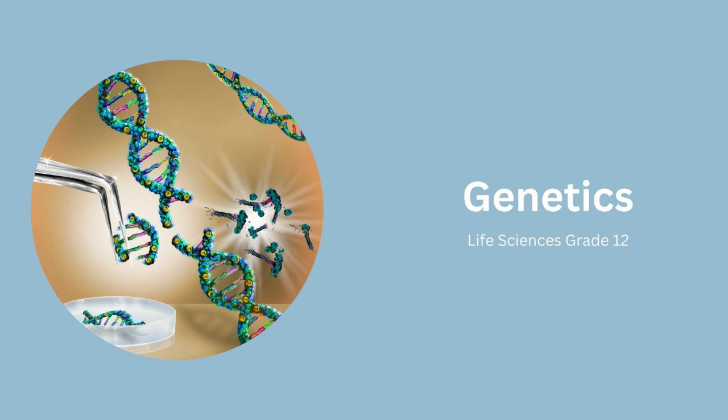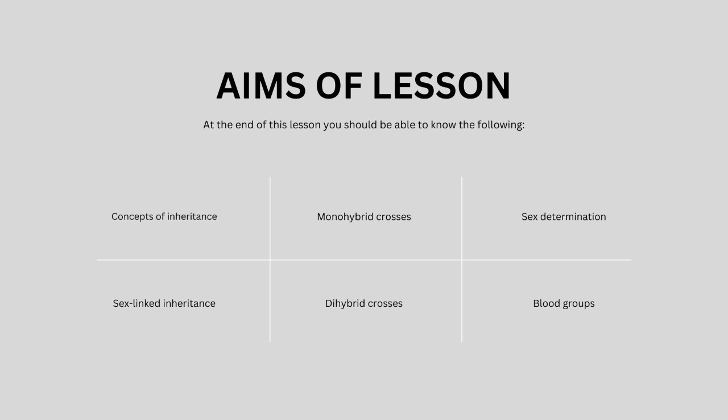Topic: Genetics. Aims of lesson. At the end of this lesson you should be able to know the following. Concepts of inheritance. Monohybrid crosses. Sex determination. Sex-linked inheritance. Dihybrid crosses. Blood groups.